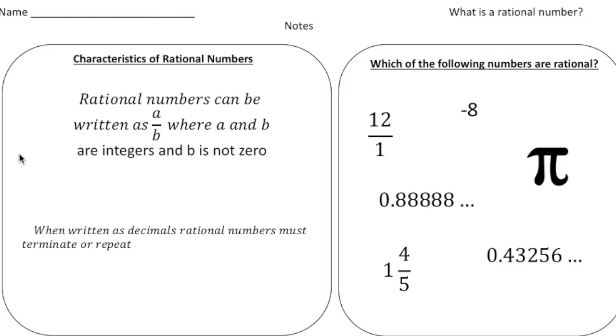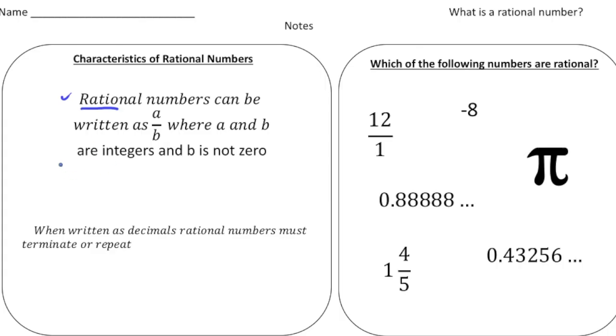Well, if you look at the word rational, the word ratio is part of the word rational. Ratio should be a term you've heard before, and a ratio is basically a fraction. So rational numbers can be written as a over b, where a and b are integers and b is not 0. So basically a rational number is any number that can be written as a fraction.